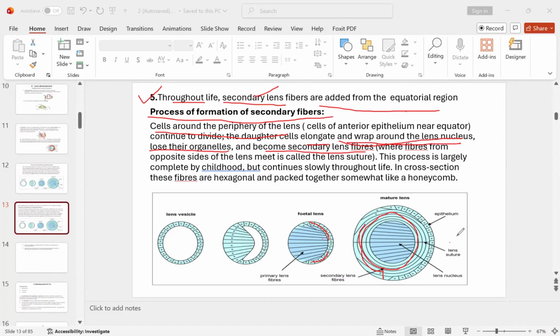You can also see the lens suture. This is the point where the fibers from the opposite sides of the lens meet. This process is largely complete by childhood but continues slowly throughout life. In cross section, these fibers are hexagonal and packed together somewhat like a honeycomb. So this was the fifth step in the formation of the lens.